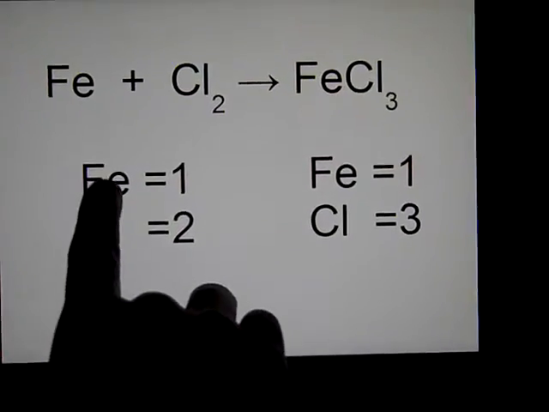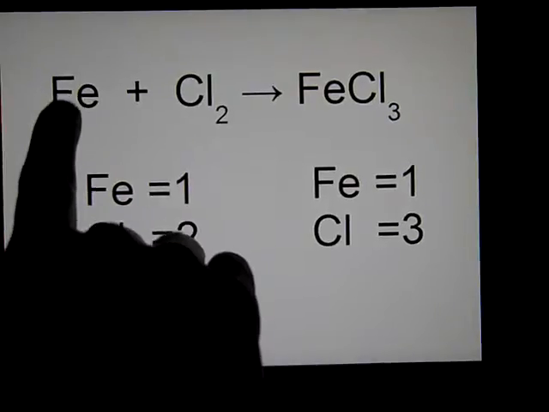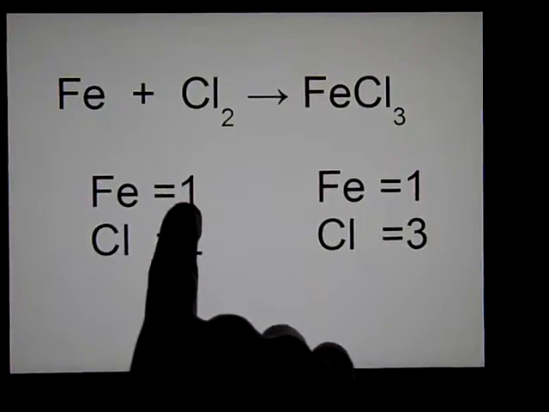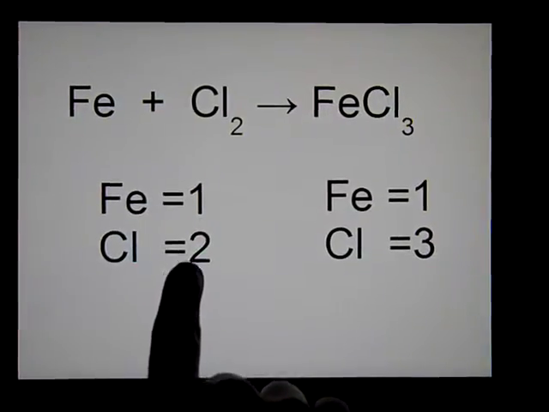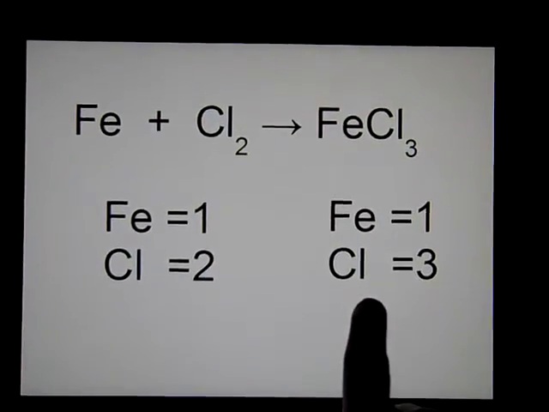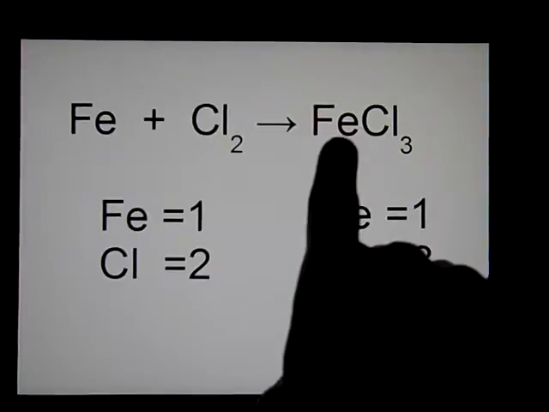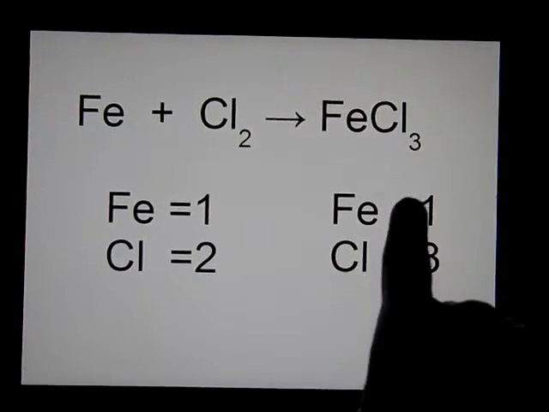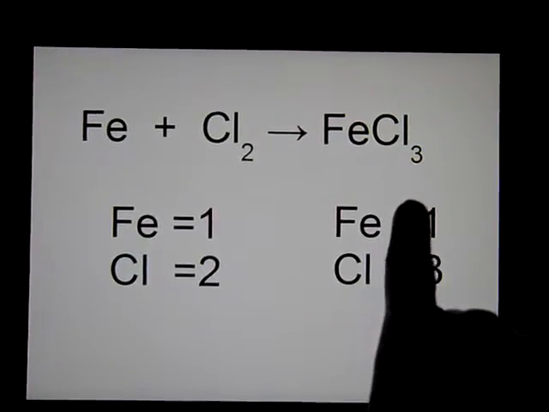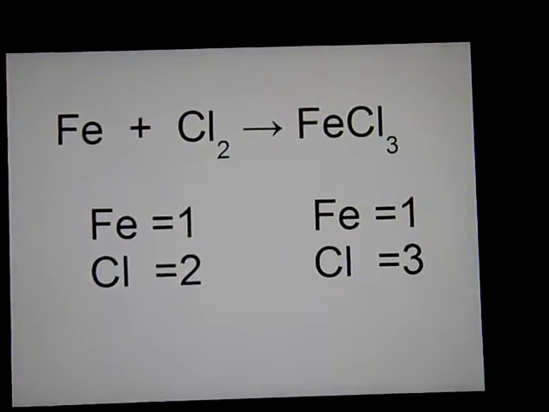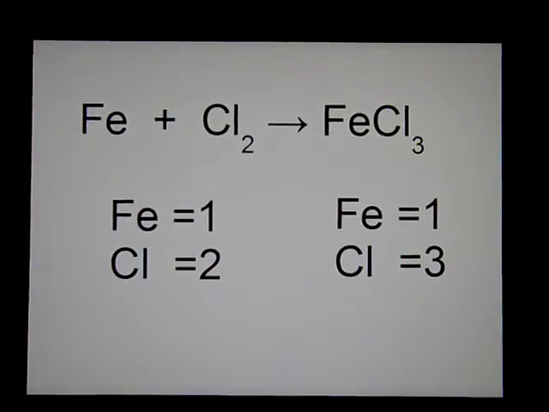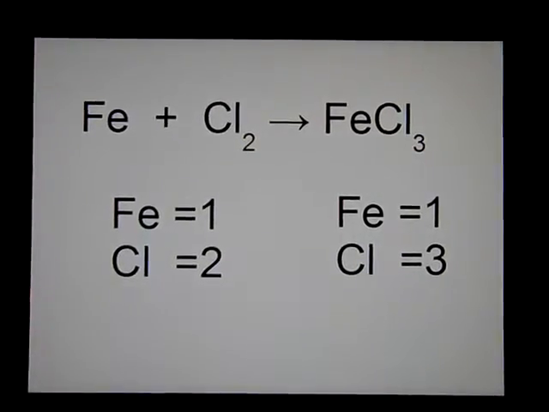Over here we have our iron and chlorine for the reactant side. One iron. 2 chlorines. I wrote 2 chlorines. Over on the product side, no subscript there, so there's 1 iron. Subscript of 3, so we have 3 chlorine. So we can see our chlorine is out of balance. We have 2 on the reactant side, we have 3 on the product side.